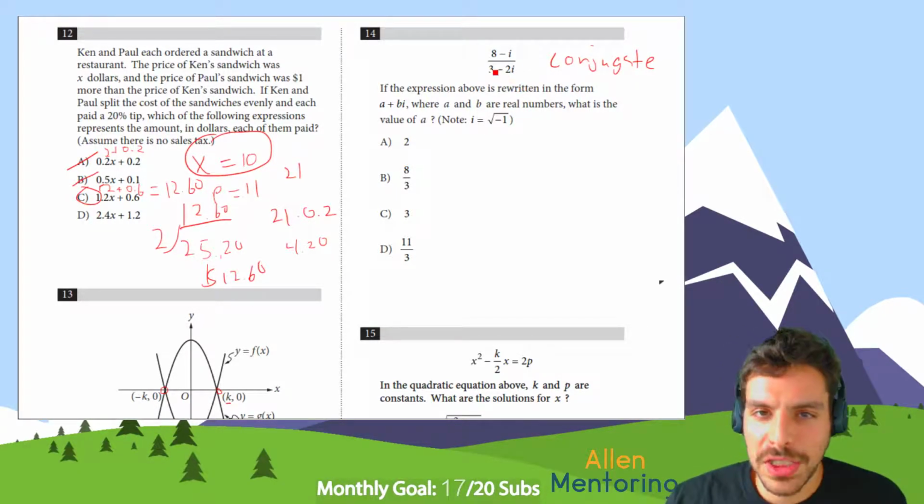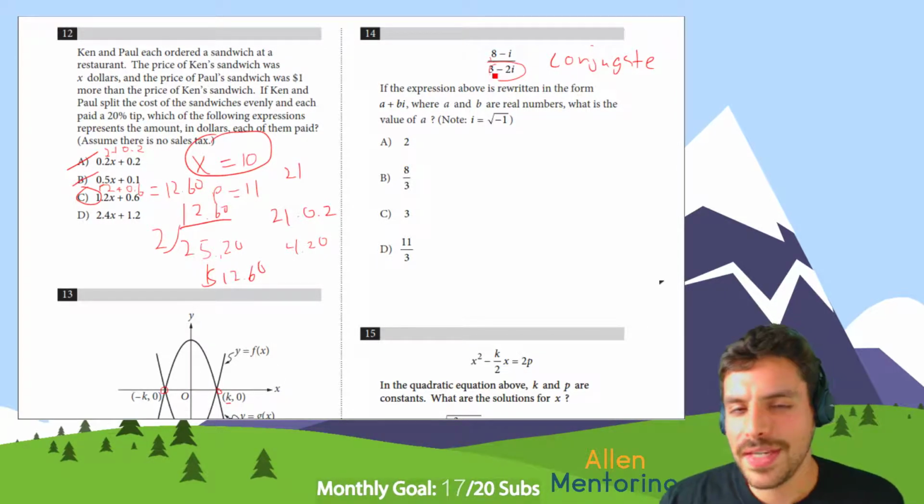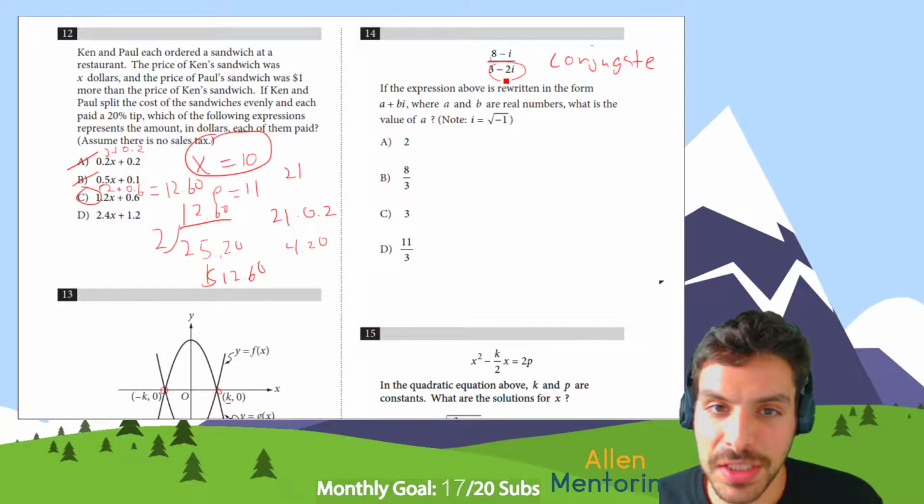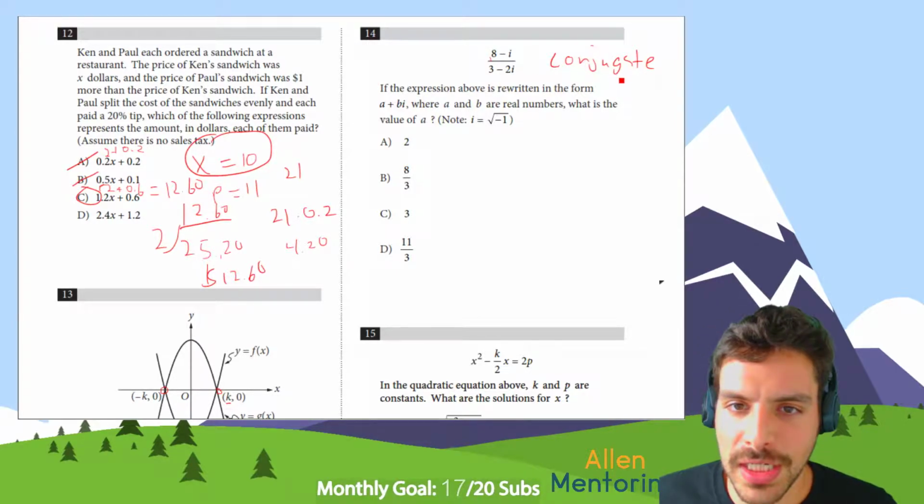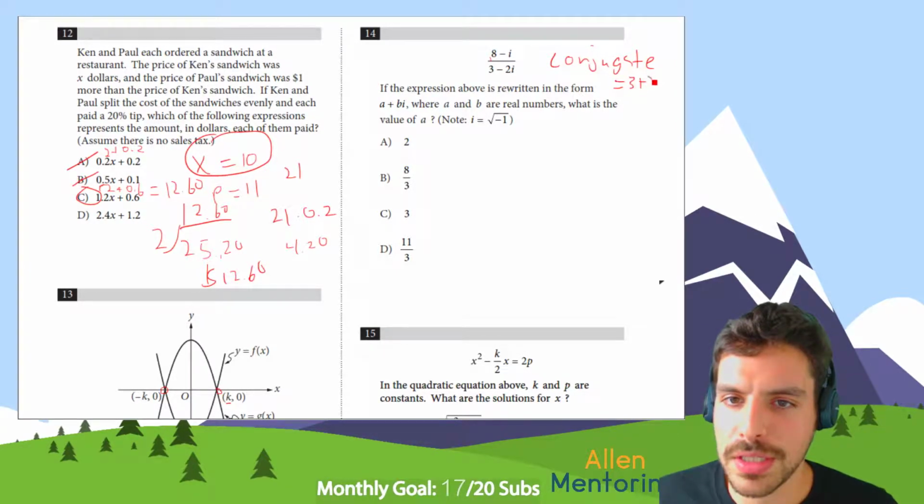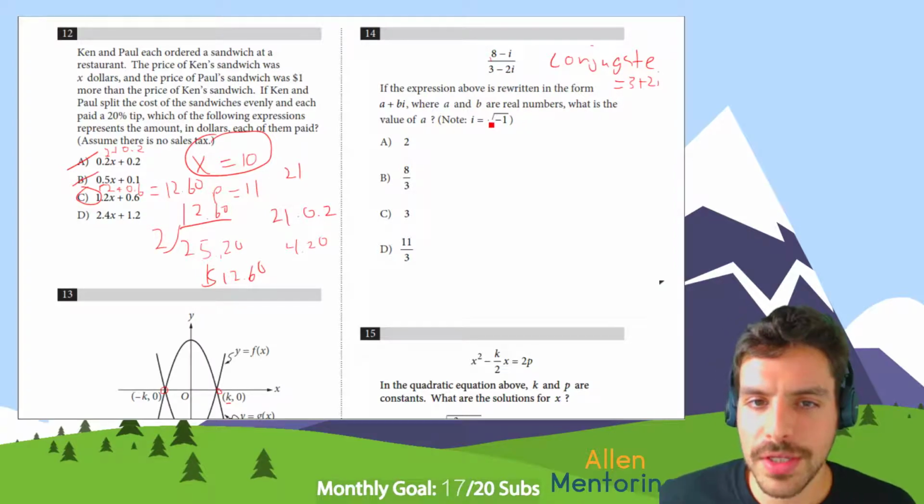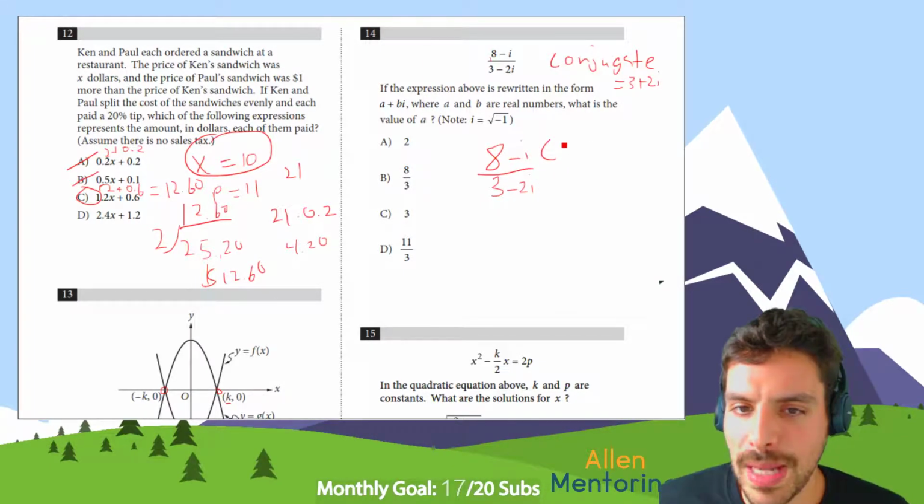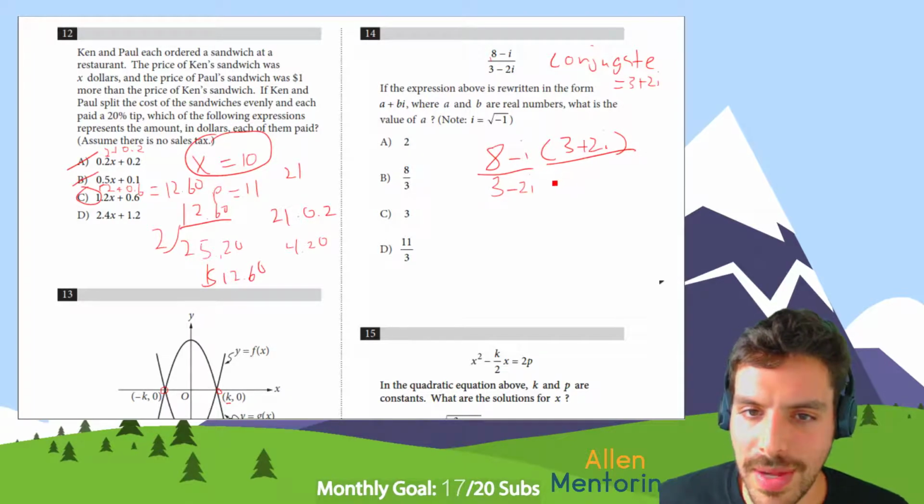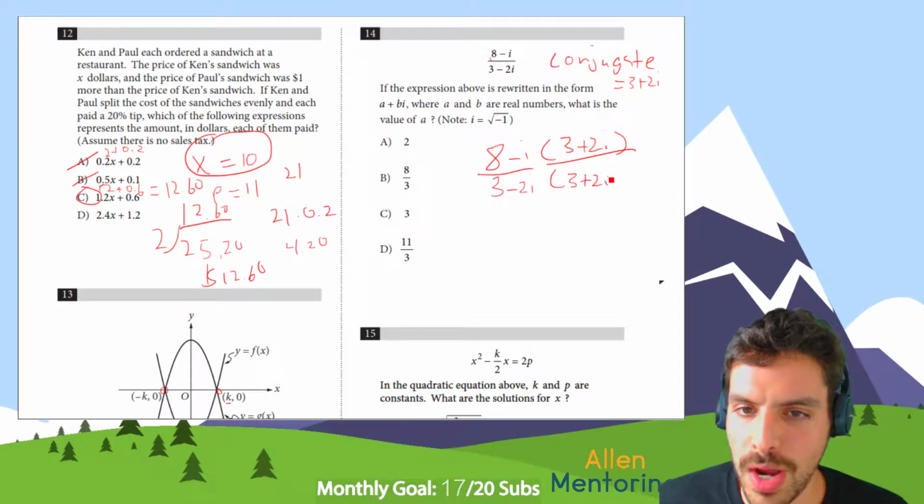So what is the conjugate of 3 minus 2i? The conjugate is simply this same exact expression, just flipping the sign. So if my expression is 3 minus 2i, the conjugate will equal 3 plus 2i. It's just that simple. And so what we want to do now, I'm going to rewrite this here, is multiply both the numerator and denominator by the conjugate, 3 plus 2i.